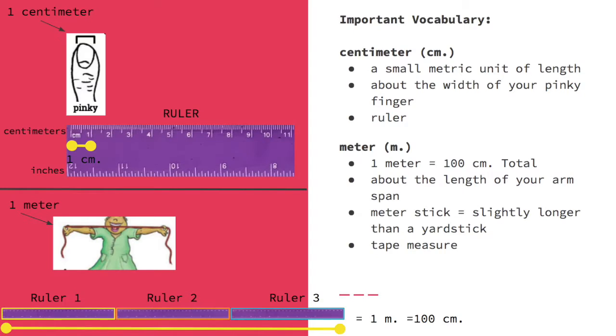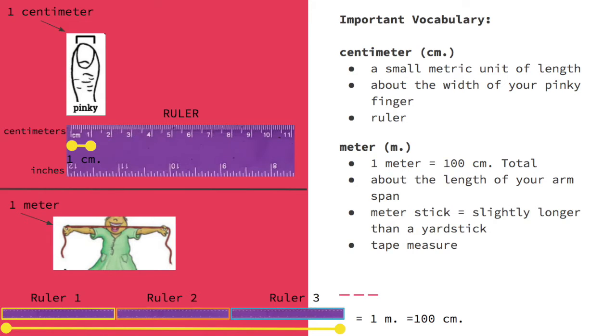Sounds great. Now it's time for us to go over our important vocabulary for today's lesson. The first word is centimeter. Can everybody say centimeter? Nice job. Now, centimeter can be abbreviated to cm period. Remember, an abbreviation is just a shortened way of writing something. Now, a centimeter is a small metric unit of length. It's about the width of your pinky finger, and we measure centimeters using a ruler.